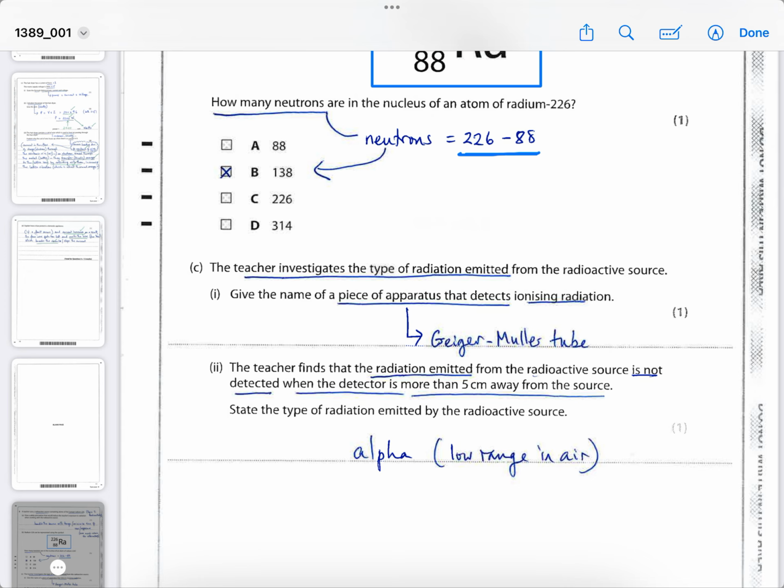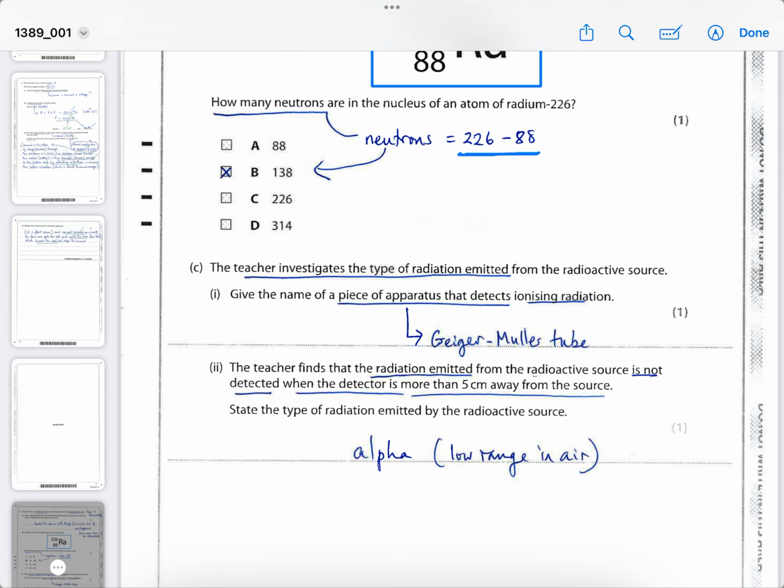The teacher then finds that the radiation emitted from the radioactive source is not detected when the detector is more than 5 centimeters away from the source. State the type of radiation that must be emitted by the radioactive source. Well, alpha has the lowest range in air. Alpha can't go through more than a few centimeters of air.